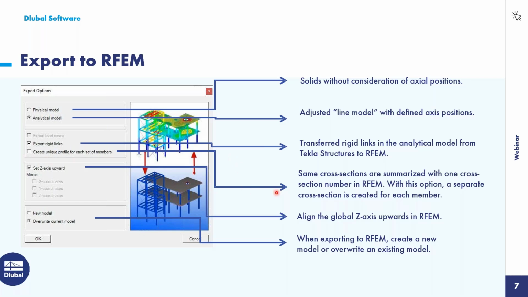This option for creating a unique profile for each set of members is checked off by default. If you check this on, then the same cross-sections are going to be given separate index numbers. By default in RFEM, a similar cross-section is summarized with only one index number. So you will get unique index numbers for similar cross-sections if you check this on. Next option is setting the global z-axis. By default, this is set to upward in RFEM, but if you uncheck this, it'll be set to downward. And then lastly, these options are if you want to create a new model in RFEM when you export, or you can overwrite the current model that's open in RFEM.